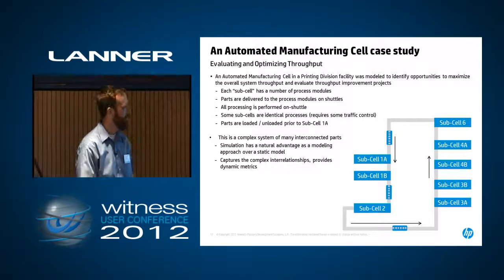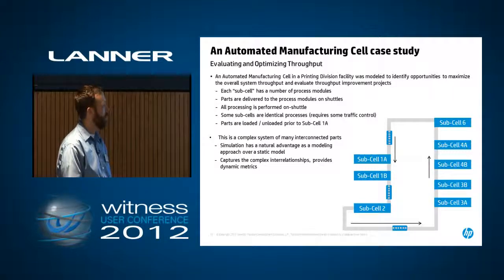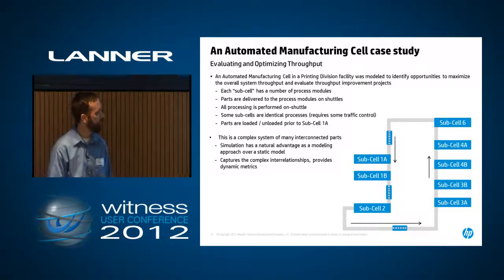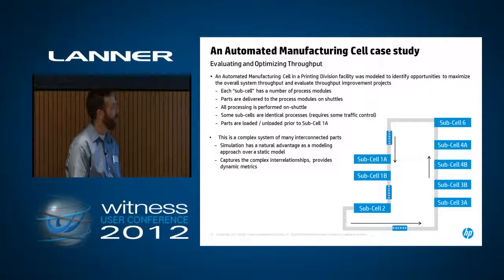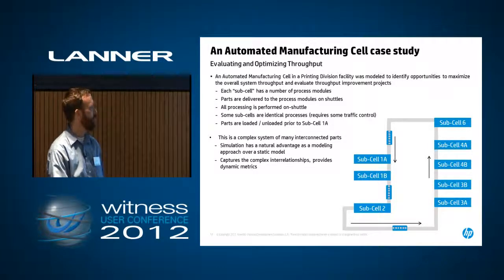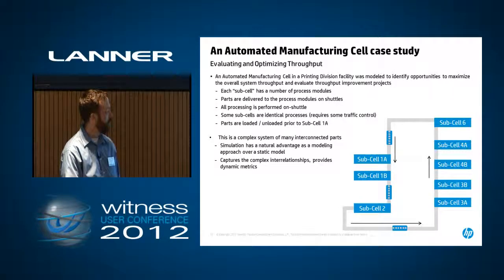Over here is a diagram of the manufacturing cell, and it consists of 8 subcells, which are these blue boxes, connected by a monorail track. This little guy right here is meant to represent a shuttle that carries parts to all the individual subcells through the processing. Parts are loaded and unloaded here. Additionally, some of these cells do the same thing. For example, cell 1A and 1B, that's the same process. So there had to be some traffic control logic built in here. That was one of the things we looked at.